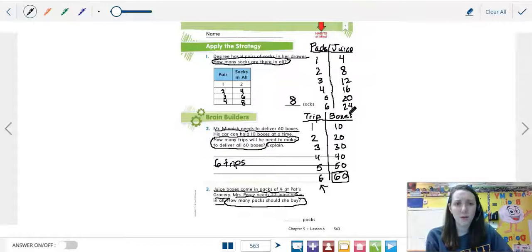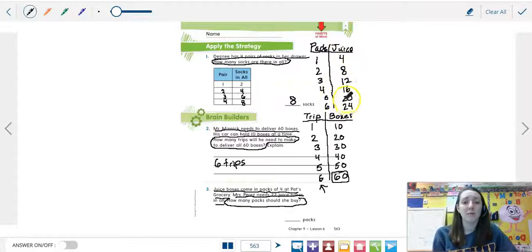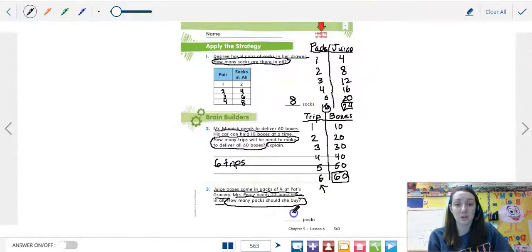Do I need to go any further? No, because we have reached more than what we need, right? We only need 22. She can't buy a pack of just 2, so she'll have to buy that 6. So she's going to have to buy 6 packs. Okay, so you see how we did that with our table? It's all skip counting, friends. Don't let it throw you off.